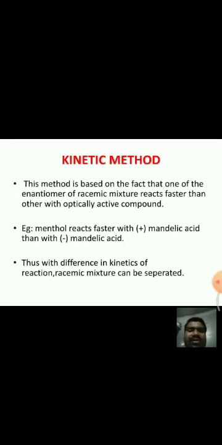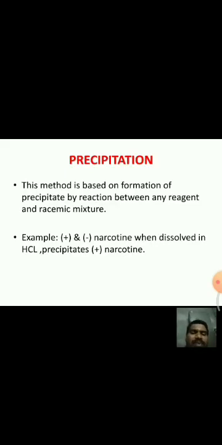Next, kinetic method. Sometimes in the racemic mixture, that is the mixture of enantiomers, one enantiomer reacts faster than another. In this case, we use the kinetic method. For example, menthol reacts with plus mandelic acid more quickly than minus mandelic acid. That means from the racemic mixture of mandelic acid, we can separate the enantiomers by using menthol. Next, precipitation is a process in which one enantiomer gets precipitated so that the enantiomers can be separated.